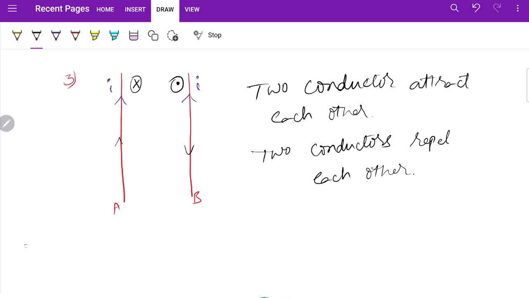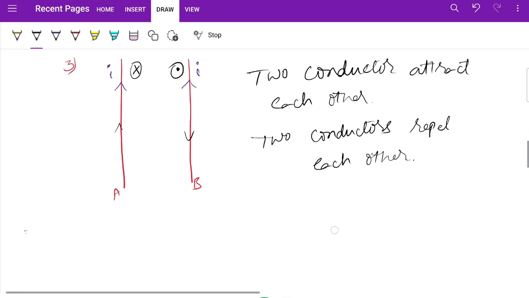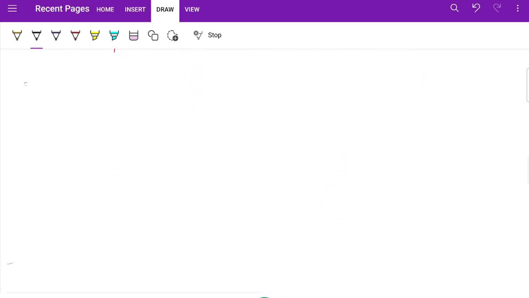Now based on this, we will do an important problem which was given in a previous JEST exam. So the situation is, now I take three straight conductors.